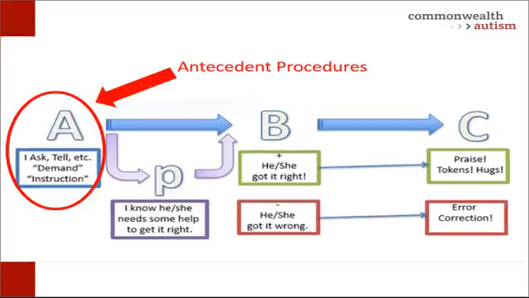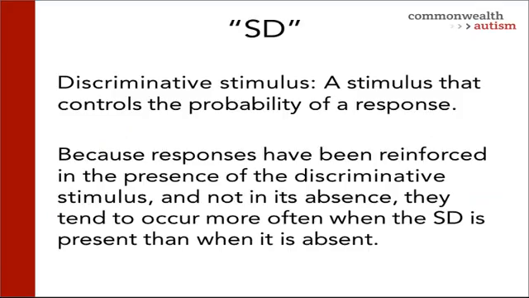The instructional process starts with the first piece of the 3-term contingency, the antecedent procedures. In the student instruction process, the antecedent procedures are asking or telling, demanding, or instructing. They usually begin with an SD. An SD is a discriminative stimulus, a stimulus that controls the probability of a response. Because responses have been reinforced in the presence of the discriminative stimulus and not in its absence, they tend to occur more often when the SD is present than when it's absent.